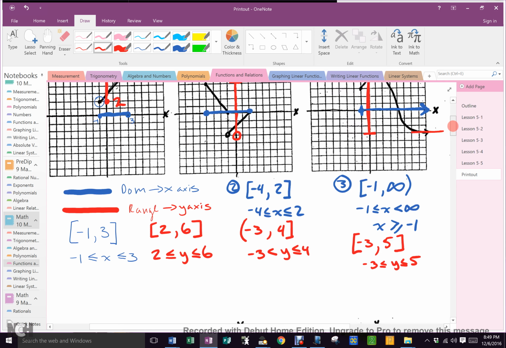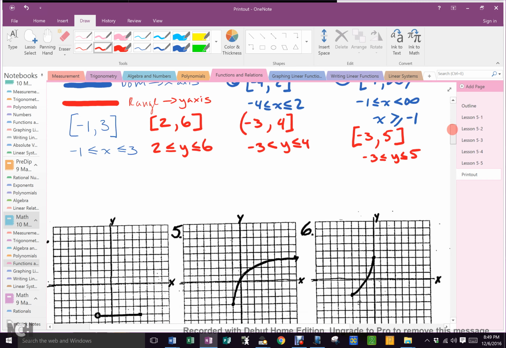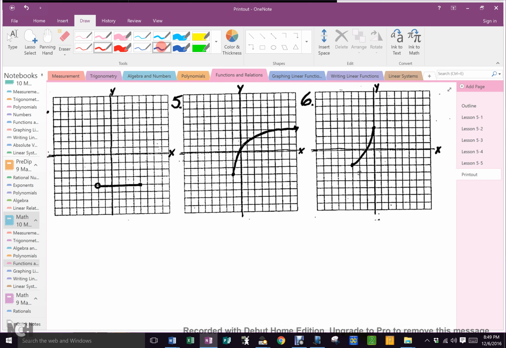And I'll do a couple more on this page to show you all of them. Let that sit for a minute. So we'll go with blue first.